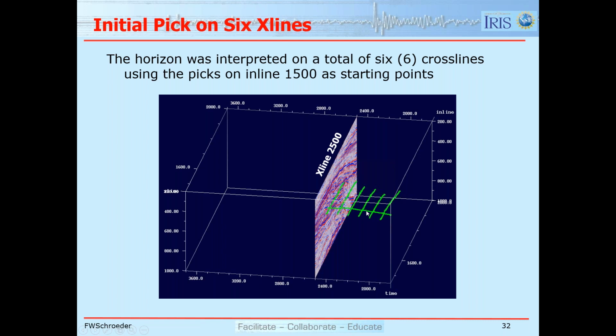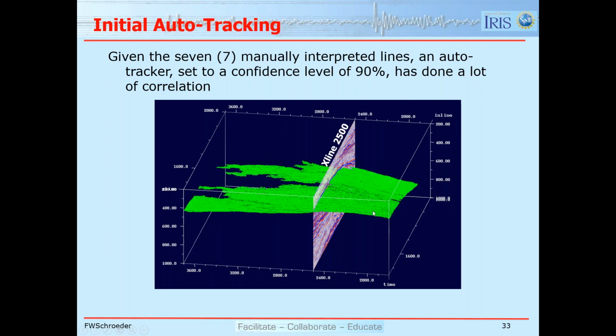And then I can use an auto tracker to fill in all the data that I have not looked at yet. I set a confidence level and I click the button, and 16 microseconds later, it has interpreted my green horizon through this much of the seismic data volume. And it doesn't go further because I've set the confidence level at 90%. If I had set it at 95, the patch of green would be smaller. If I set it at 85, the patch of green would have been larger.